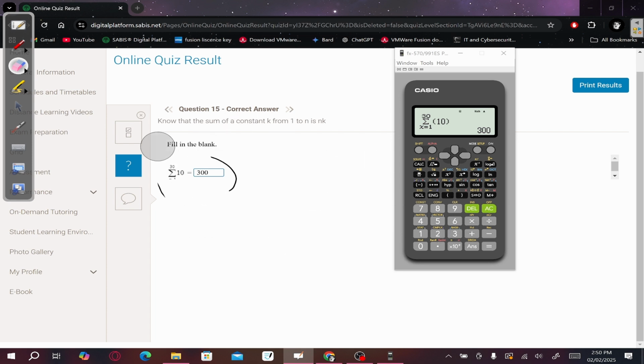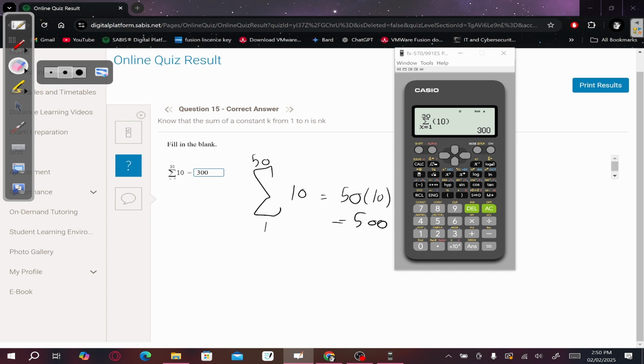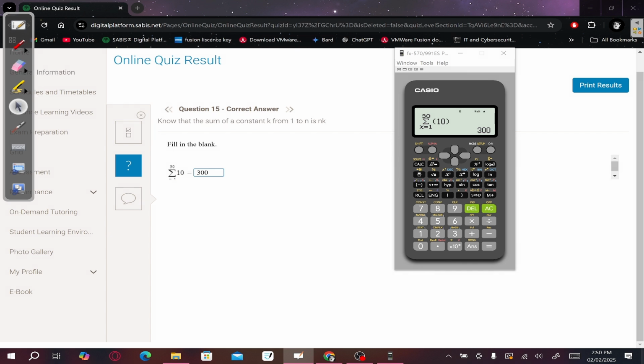However, again, you don't even need to waste your time on a calculator. If it has from 1 to, let's say, 50, and this was 10, it would be 50 times 10, which equals 500. Basically, as I said, from 1 to k, and it is x, it is going to be equal to kx. That's all you need to know.